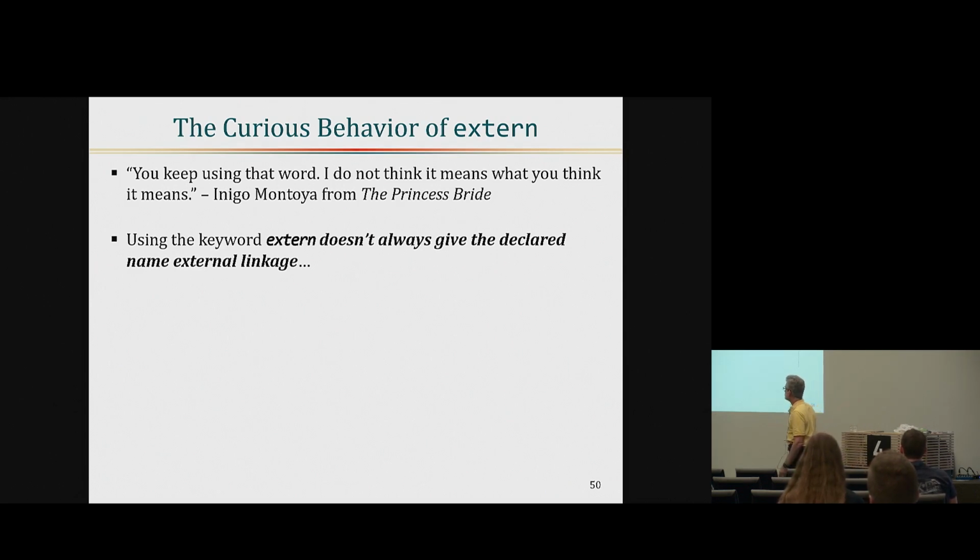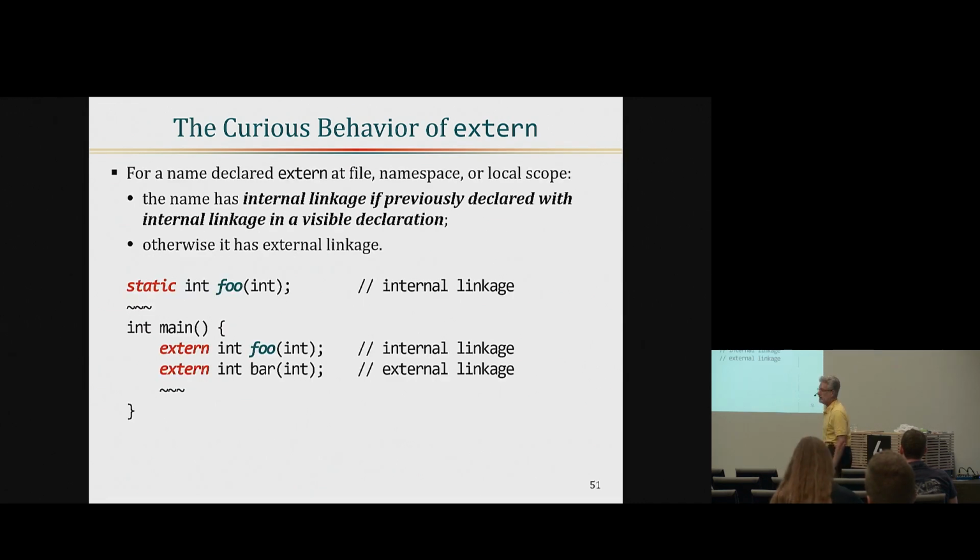And let me show you the example here, which is the actual rule in both C and C++. I'm showing you this more for entertainment value than anything else. I would not take advantage of this very much in your programming. But a name declared extern has internal linkage if it was previously declared in the translation unit with internal linkage.